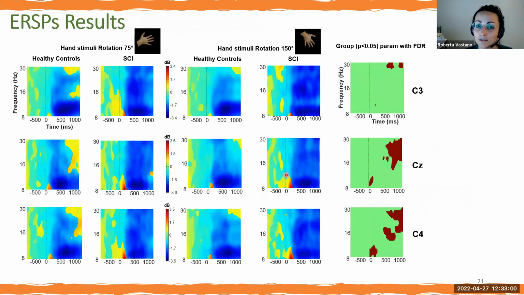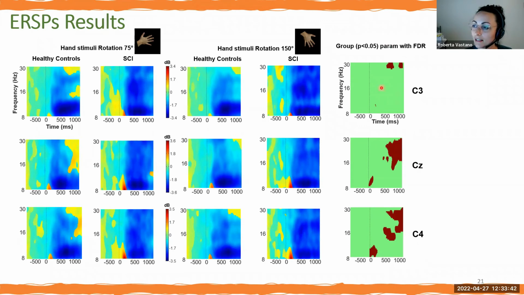These are the results for the event-related spectral perturbation. On this part of the screen we have the rotation of the hand at 75 degrees, and here 150 degrees. We have LT control subjects in this part of the screen, spinal cord injury subjects in this part. These maps show the frequencies of the event-related desynchronization, going from 8 Hertz to 30 Hertz. The top part is the C3 electrode, then we have the CZ electrode in the middle part of the screen, and in the last part of the screen, the C4 electrode.